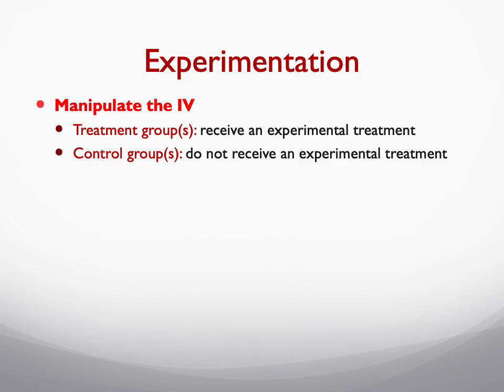To have a fully formed experiment, I need at least one treatment group and at least one control group. But I could have more complicated studies where I have multiple treatments, multiple versions of a treatment, and maybe multiple versions of a control group. When I say treatment, it's the group that receives some kind of experimental treatment. And when I say control, it's a group that does not receive that experimental treatment.